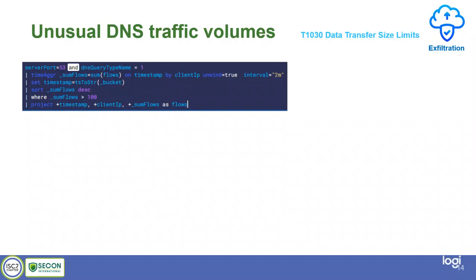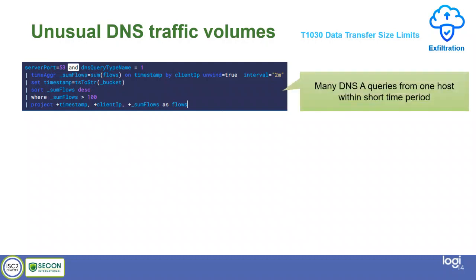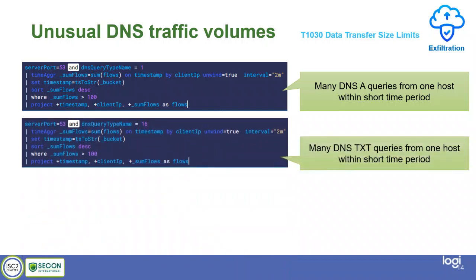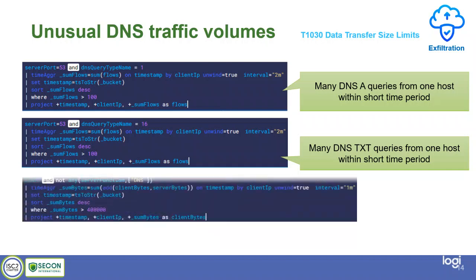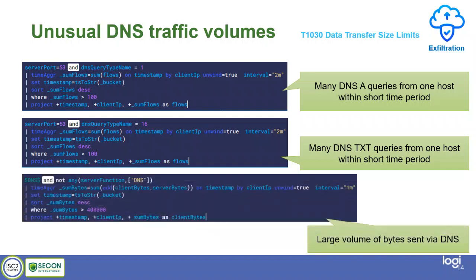Let's consider some examples of such threat hunting searches. A search detecting multiple A records DNS queries from a single host in a short period of time may indicate malicious activity. A search detecting multiple DNS queries with a TXT or CNAME record from a single host in a short period of time may indicate data exfiltration or command sending, and a search detecting a large number of bytes being sent in a short period of time indicates tunneling or exfiltration.